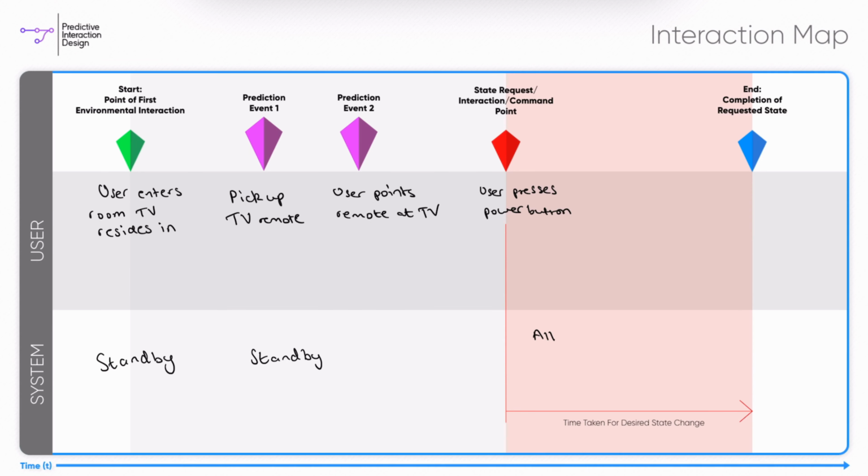So I'll write this in the system section of the interaction map here, but after the user has interacted. So all components initialize and load, and then display and speakers turn on. Again, I will save you from my handwriting immediately after this slide.